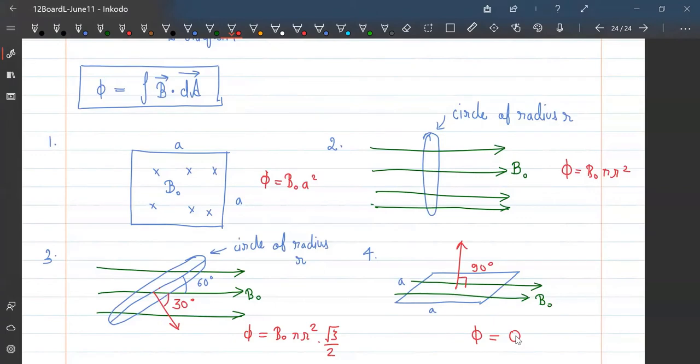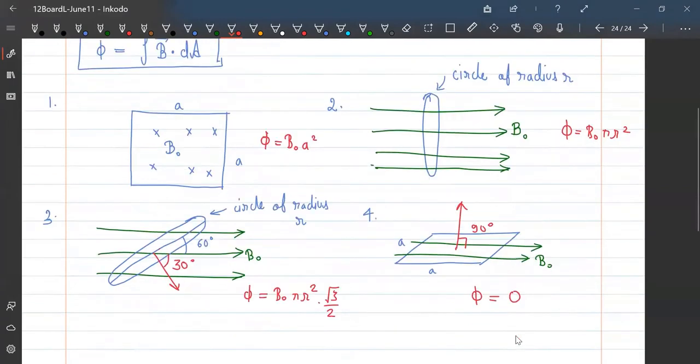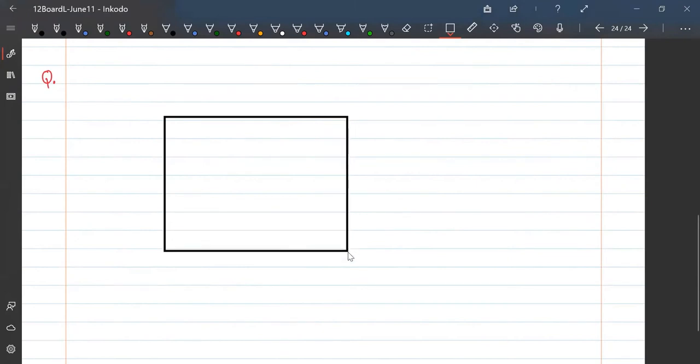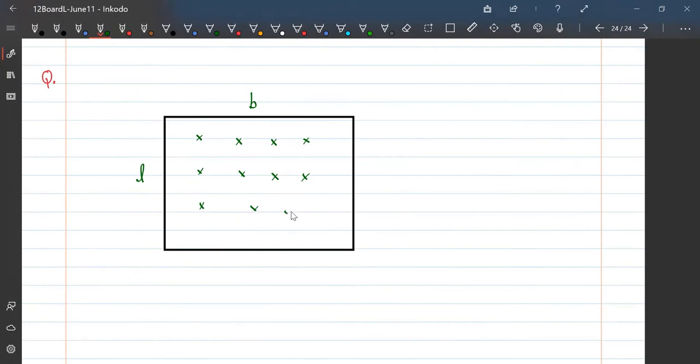Right. So right now we were just calculating flux. After this, suppose I have a rectangular loop. I have a rectangular loop, and its sides are given. This side we call L, this side is P, and the magnetic field is like this. And current is given. Let us say current is given in the clockwise direction. Value of current is I.